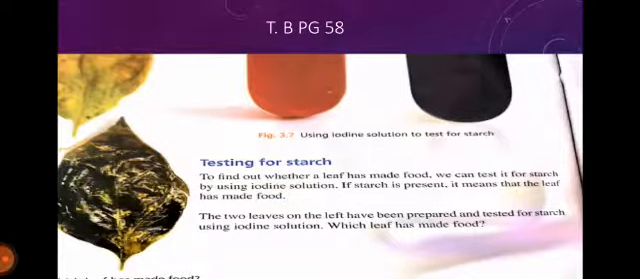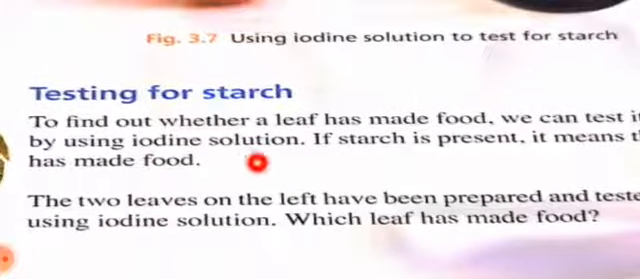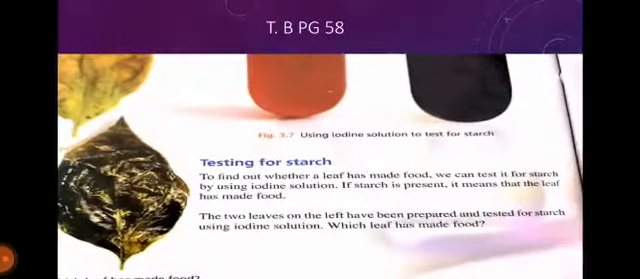Now, how to test for starch? To find out whether a leaf has made food, we can test it by using the iodine solution. So what chemical will we use? Iodine solution. If starch is present, it means that the leaf has made food. In this picture, the two leaves on the left have been prepared and tested using iodine solution, and the question is which leaf has made food.